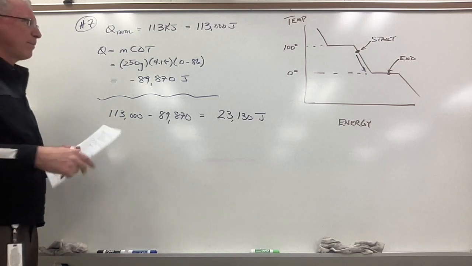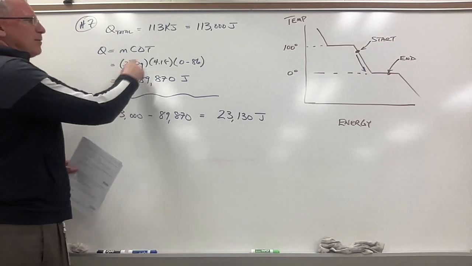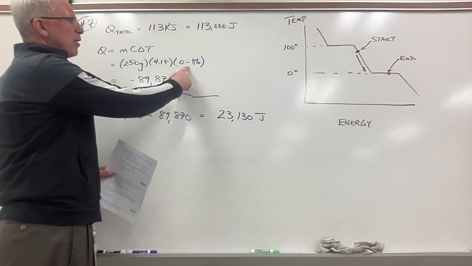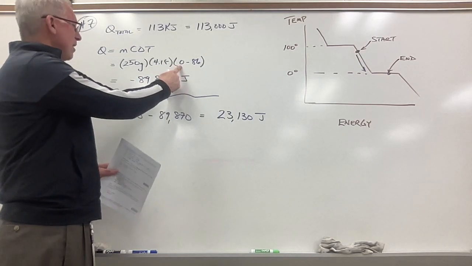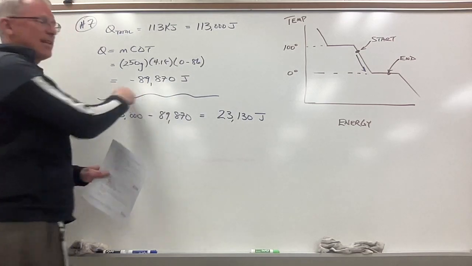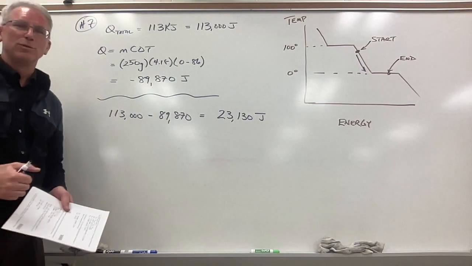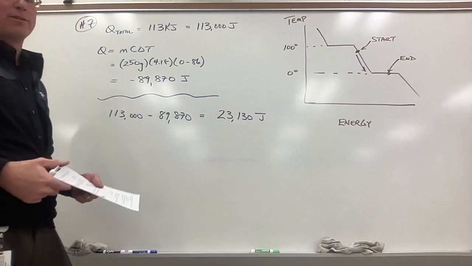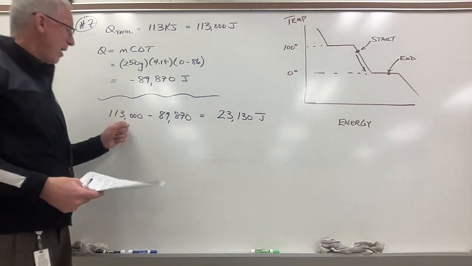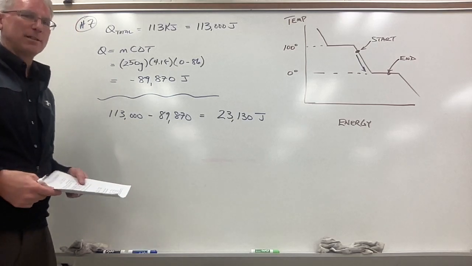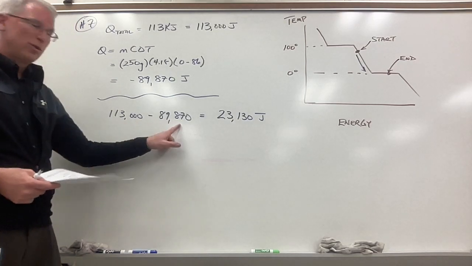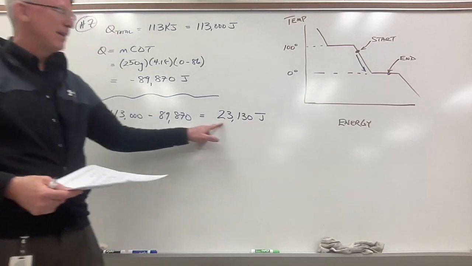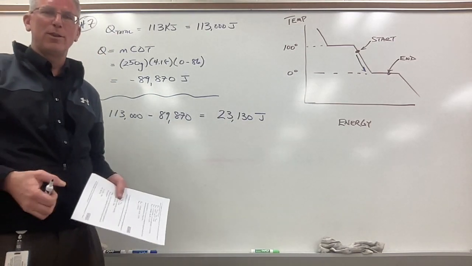Okay, only this step. So 250 grams times the C for water, which is 4.18, and then I'm going to go from 86 down to 0. And that's going to take 89,870 joules of energy. It's negative because I'm cooling, I'm losing the energy. So I know I have 113,000 that I need to deal with, and I just used 89,870. That's going to leave me with 23,130 joules.